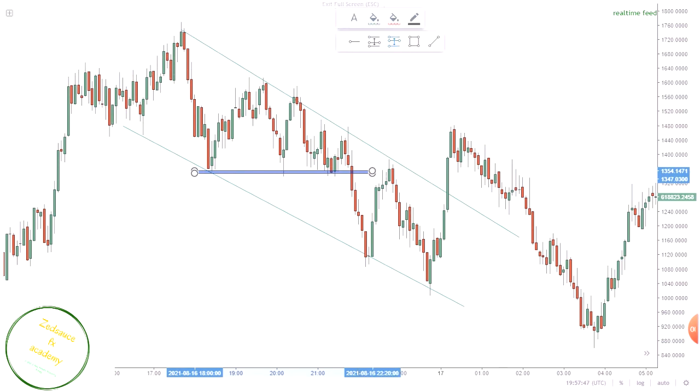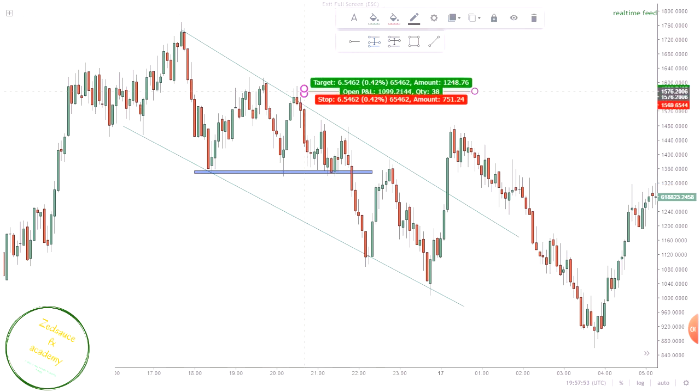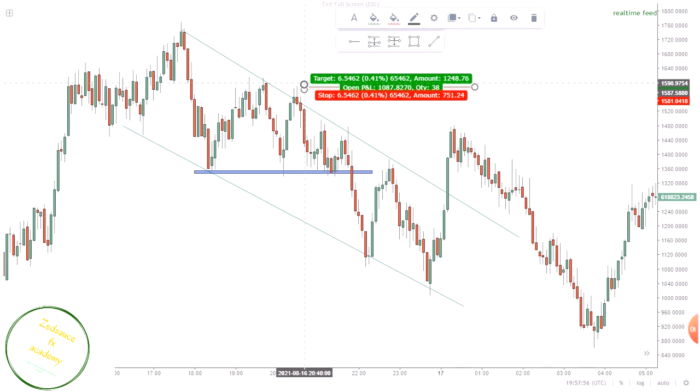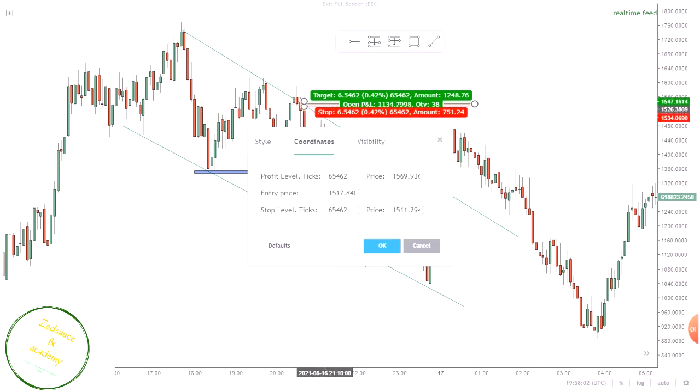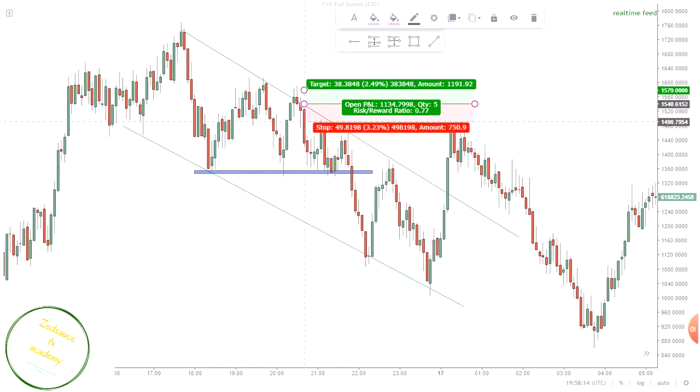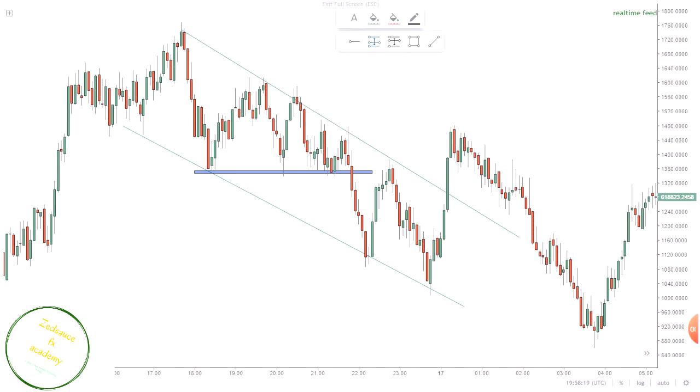So you could have entered your sell here. Oh no, this is the wrong one. Yeah, you could have entered your sell here, your short position immediately at the close of this candle. You entered.